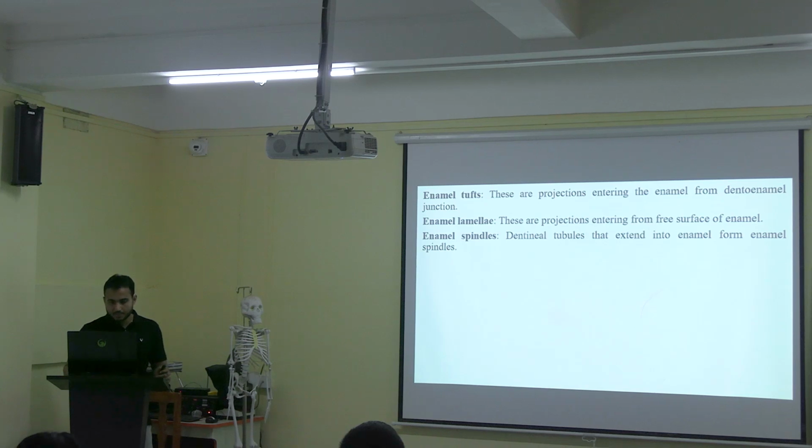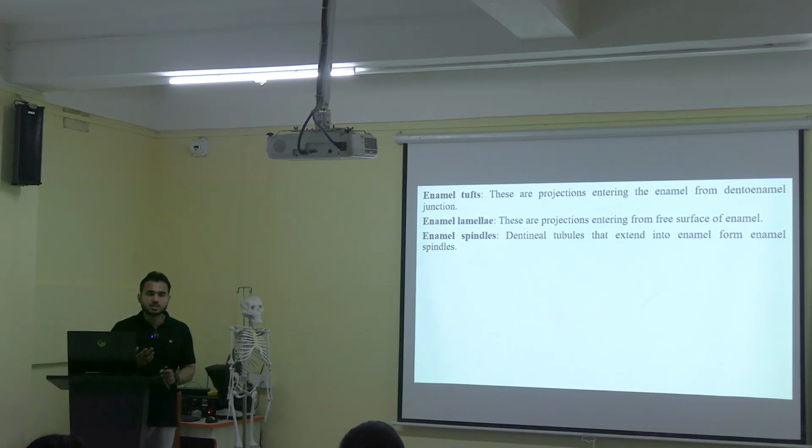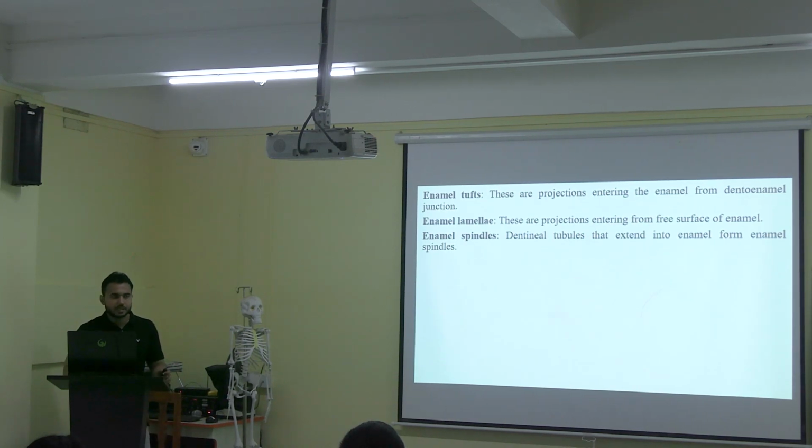Next, there are some other features also: enamel tufts, enamel lamellae, and enamel spindles. These are projections entering the enamel. The dentoenamel junction means the deep part of the enamel where dentine is present, and where the enamel starts. From there, some projections enter the enamel; those are called enamel tufts. Then enamel lamellae are projections entering from the free surface of the enamel.